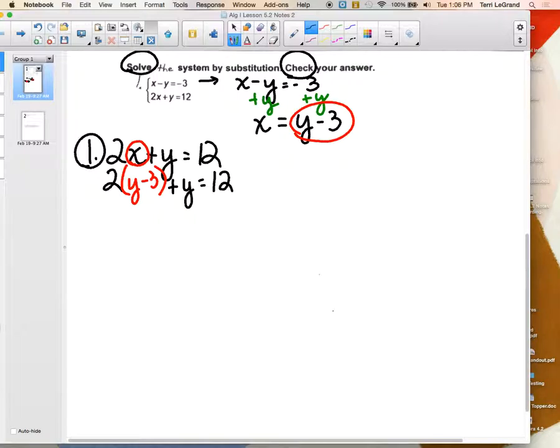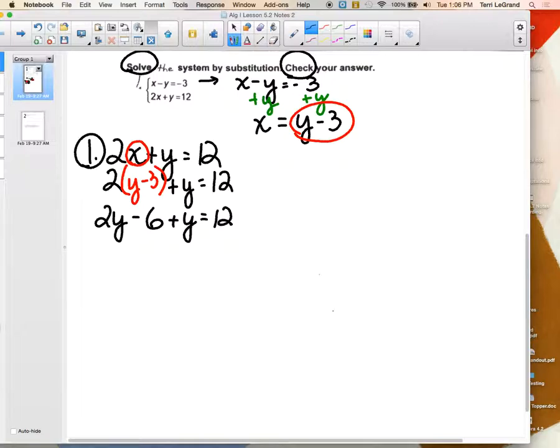So what happens when we have to take 2 times y minus 3? Yeah, it's distributive property. And what's the product of that? What do we get? 2y minus 6. So we're going to have 2y now, take away 6, add that y equals 12. We have a lot to do. We have to do check problems too, so don't be writing in 24 font.